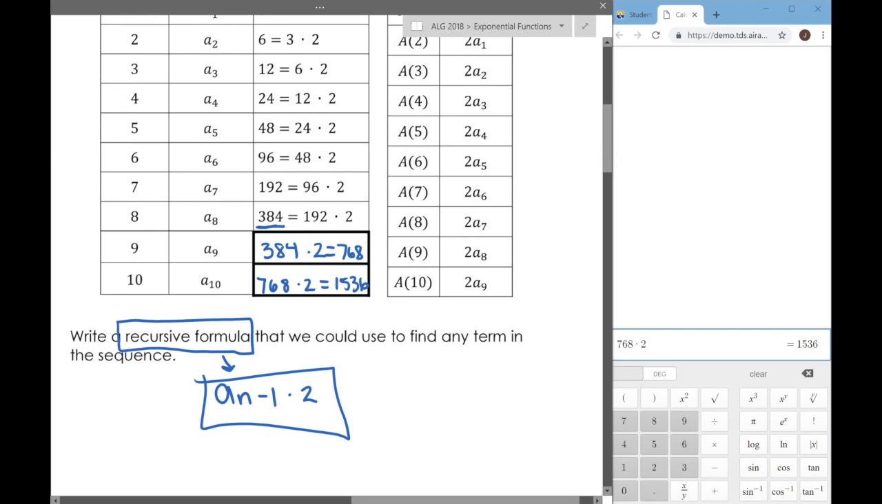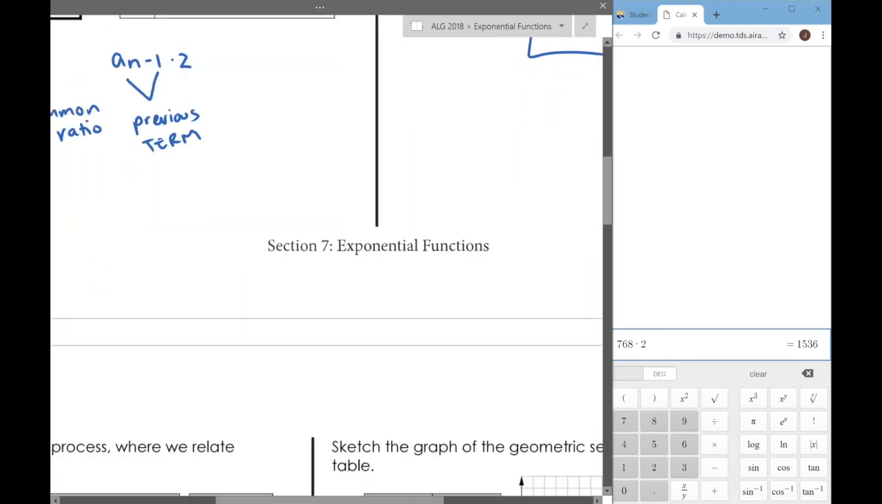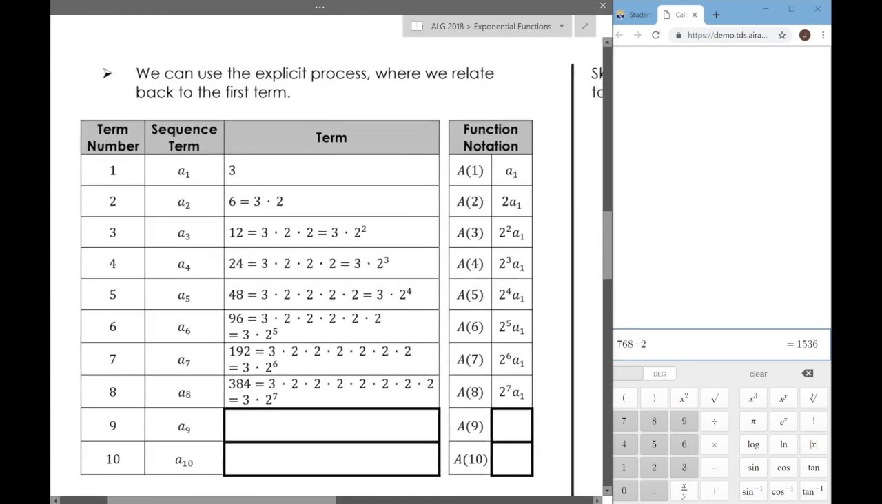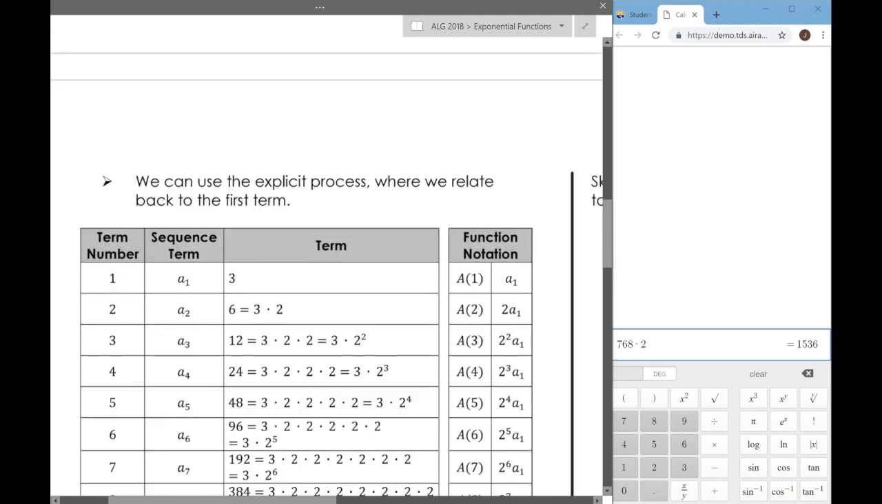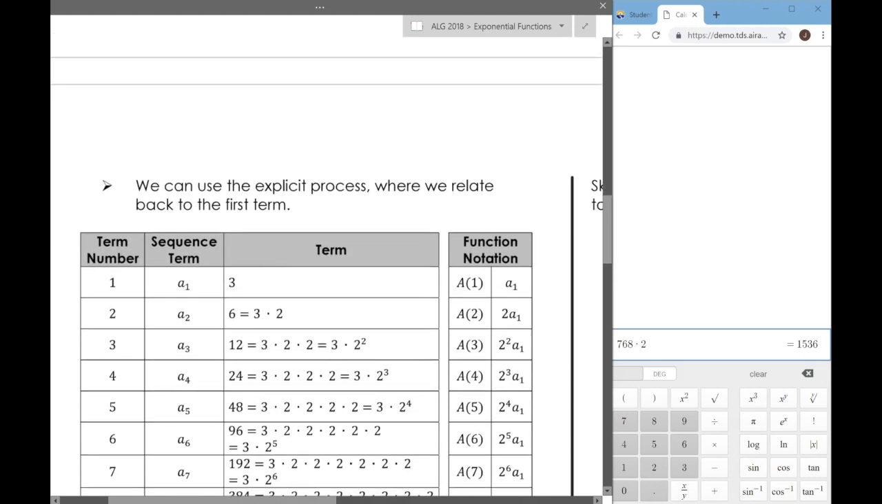Okay, so now I'm going to show you the new one, the explicit formula. So turn your page, and now we can use what we call the explicit process, where we relate back to the first term. This is called the recursive formula, and all we do is relate it back to the previous term. The formula is a of n equals a1 times r to the n minus 1. Okay, and I'm going to explain what all this is.